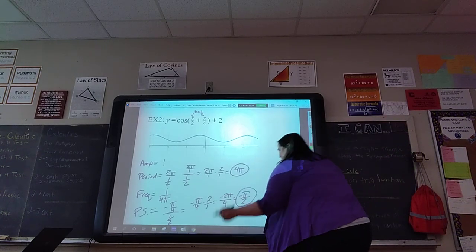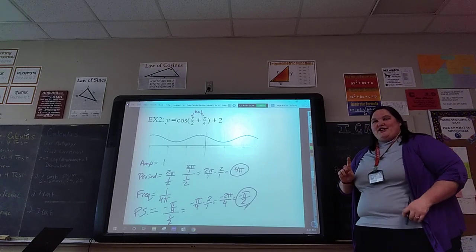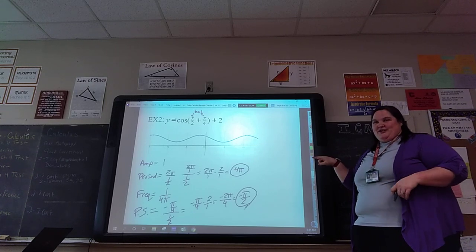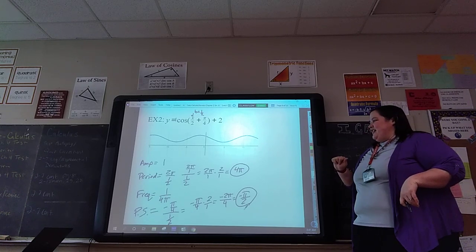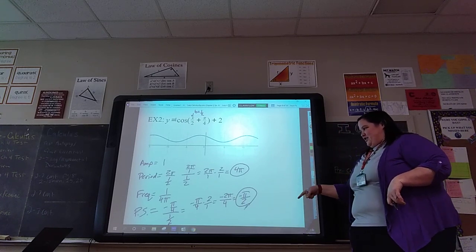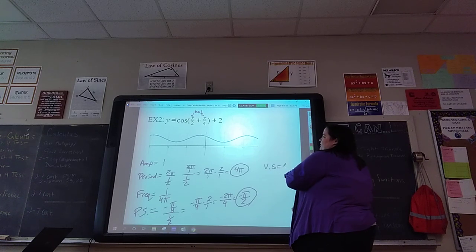Okay. Now I will say, not all of them are ugly fractions. The reason I picked these specific examples is so we could go through some of the uglier fractions together. So we have amplitude, period, frequency, phase shift, and then vertical shift.